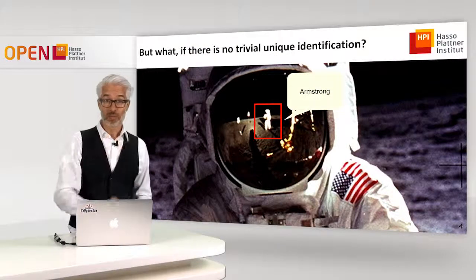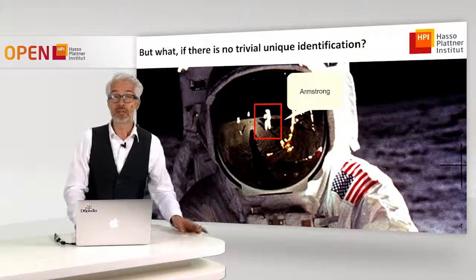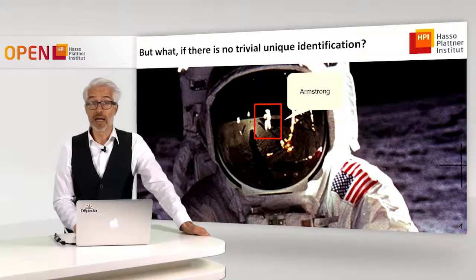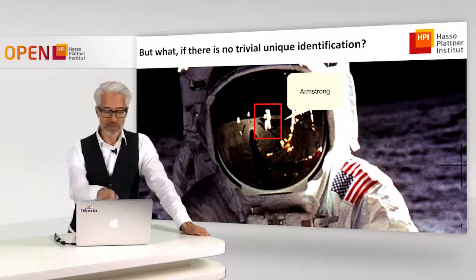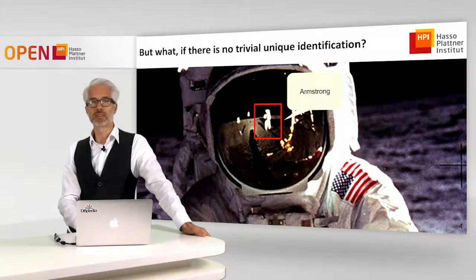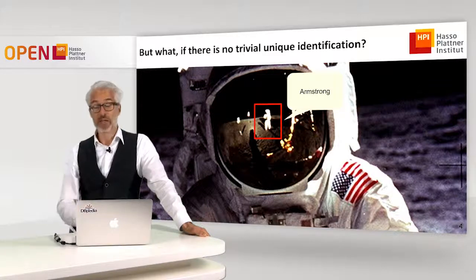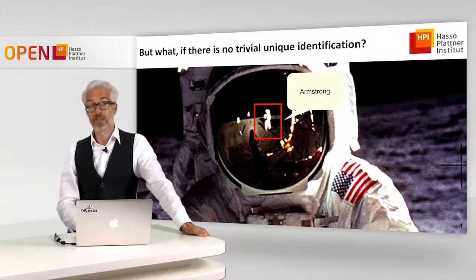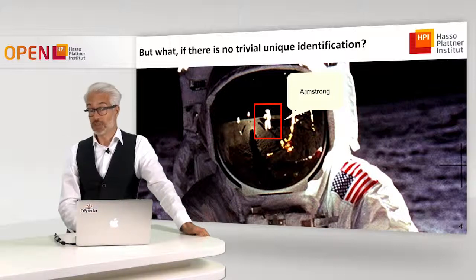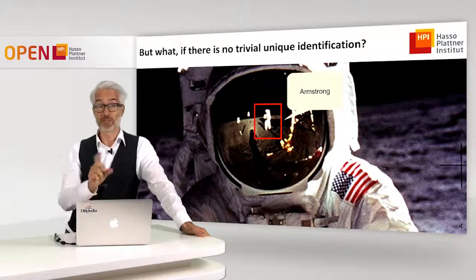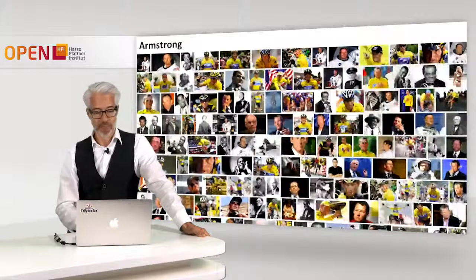The only problem here is, what if there is no trivial unique identification? For example, if this part of the picture is simply annotated with a string which says Armstrong, which Armstrong should it be? I mean, we see the picture, we understand the picture. If the machine only sees the text Armstrong, the machine has no idea which entity to choose, because there might be several entities which have Armstrong in their name.